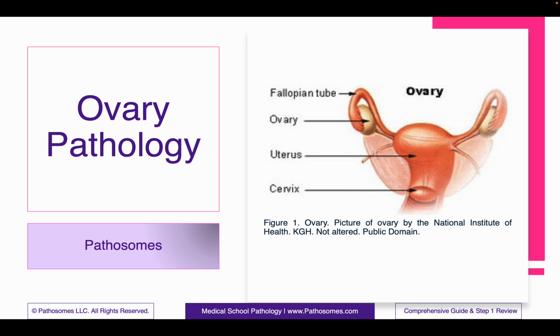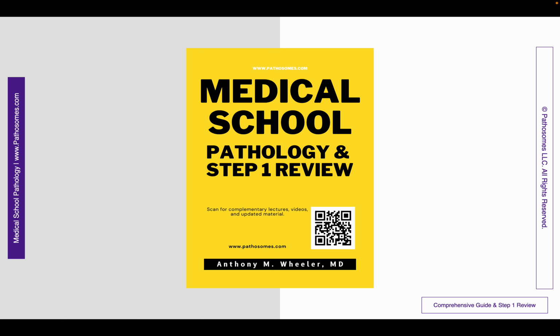Now, you probably recognize this image here. We have the fallopian tube, ovary, etc. And that's because we're going to be talking about ovary pathology. This is covered in your book, Medical School Pathology and Step 1 Review. You can scan the QR code to get to the updated material.